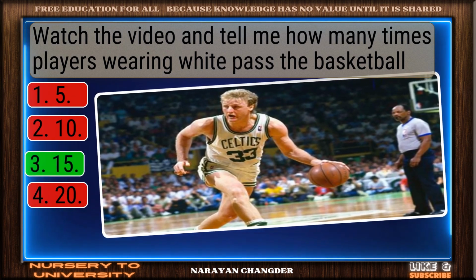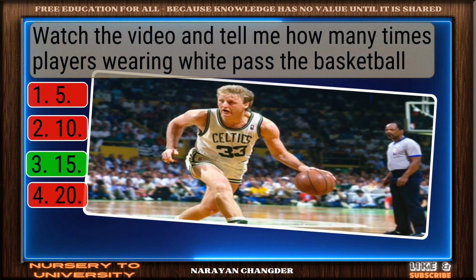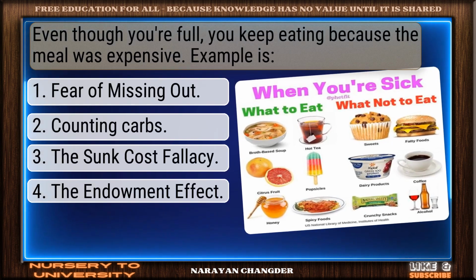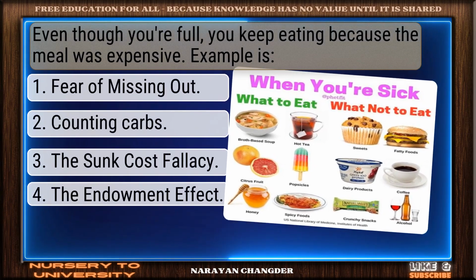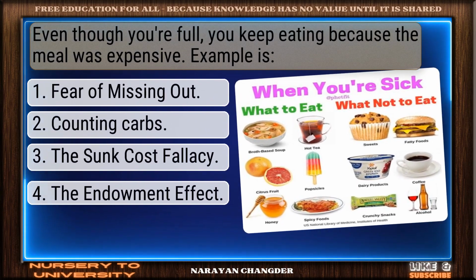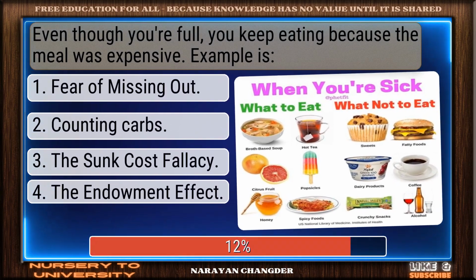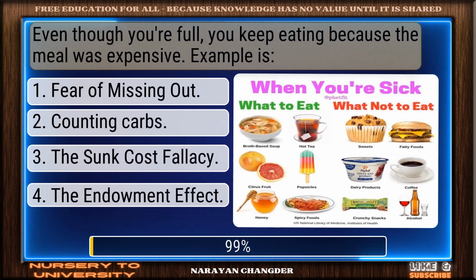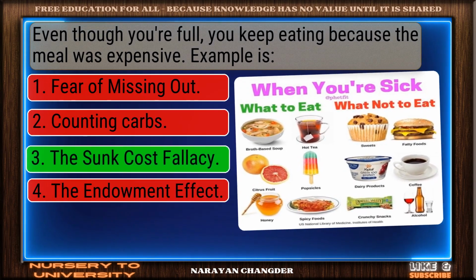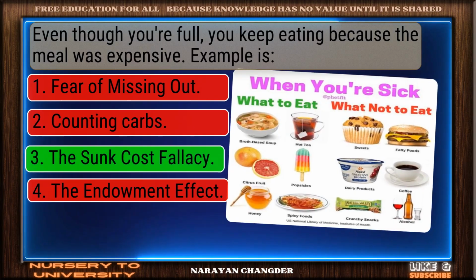Sharp thinking. 15 is the right choice. Even though you're full, you keep eating because the meal was expensive. Example is? Valid point. The sunk cost fallacy is true.